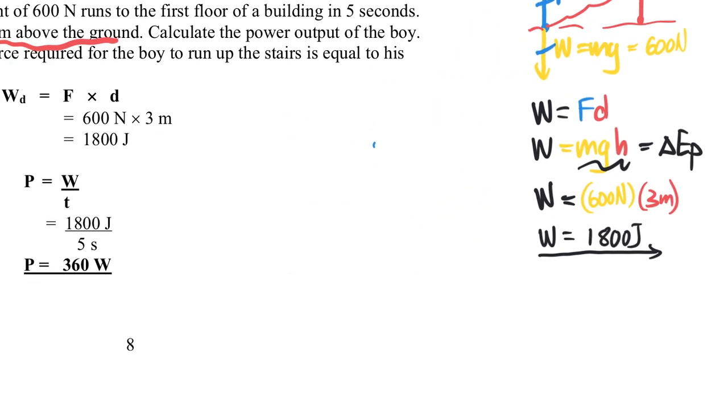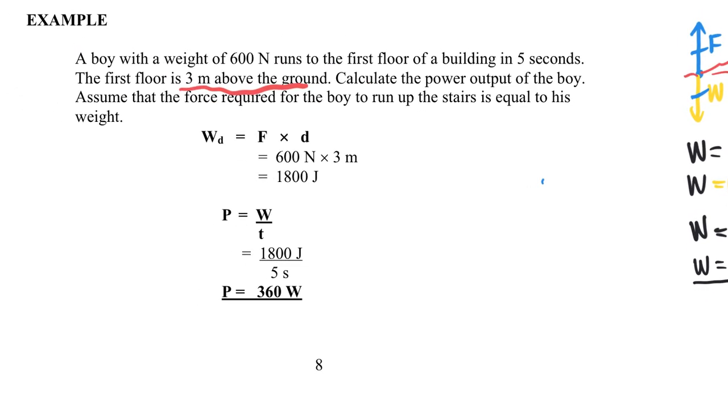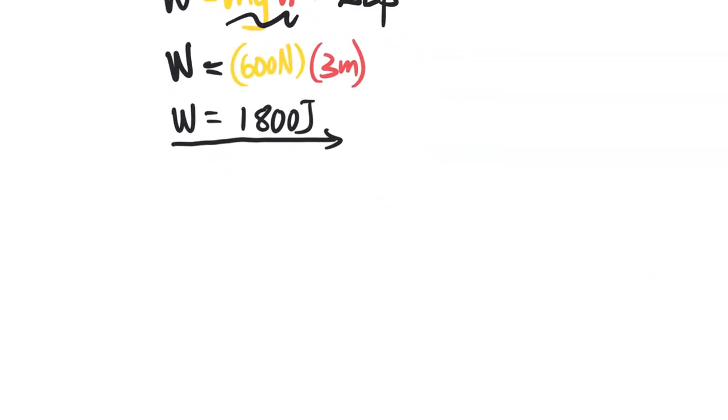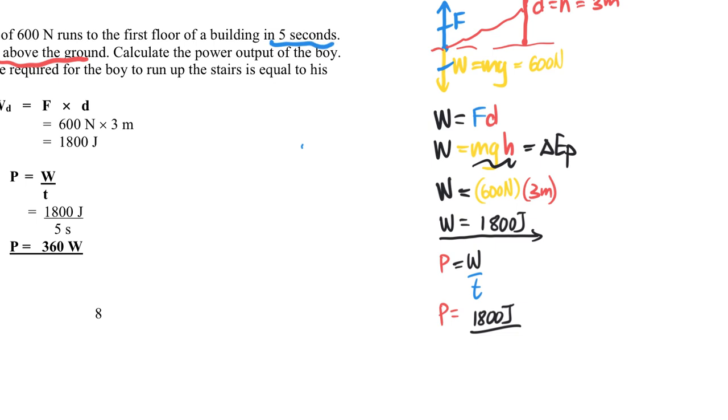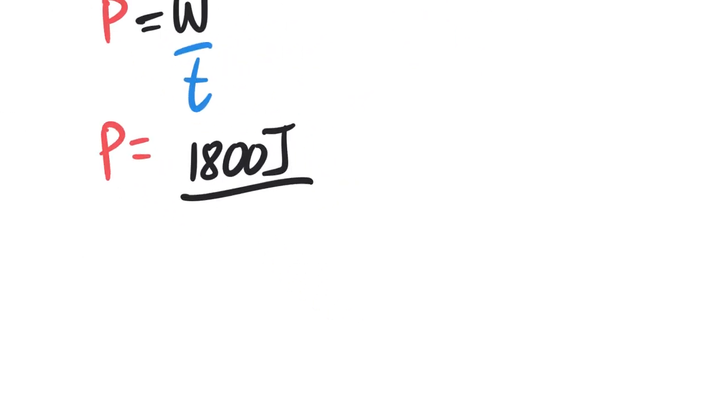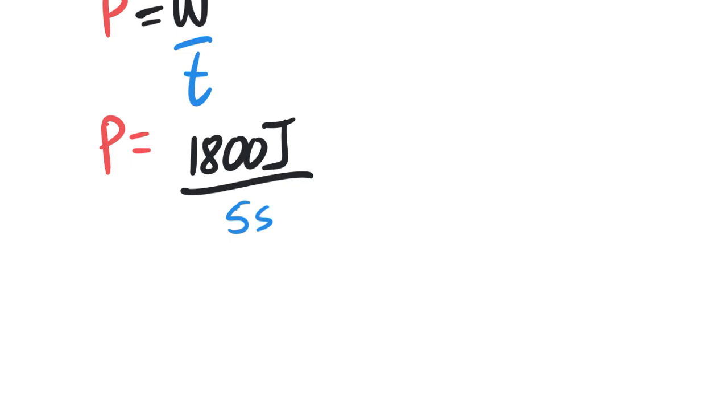So the next question asks, well, what is the power output of the boy? So power is the work done per unit time. So the power is 1,800 joules. The time, well, in this case, he's doing it in 5 seconds. Right, so if we work that out on our calculator, the power would be 1,800 divided by 5, and that would give us that his power output is 360 watts.